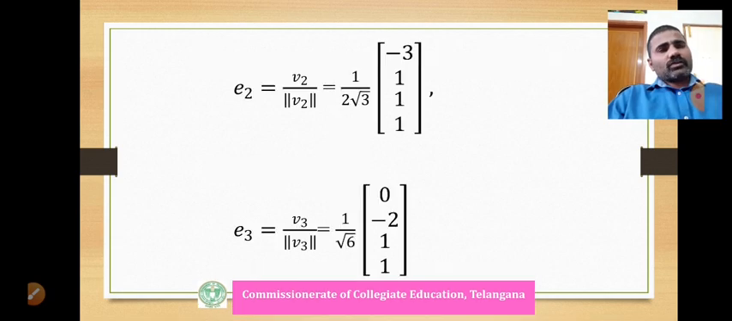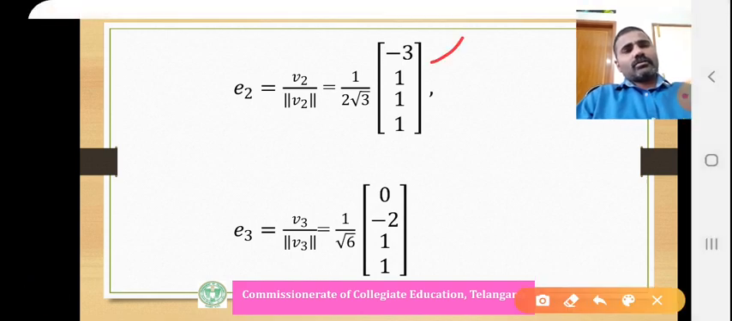And the second one, E2, is given by V2 by norm V2. The norm of this V2 is the square root of 12. The square root of 12 is, with 4 common outside, 2 root 3. So E2 is 1 by 2 root 3 times (minus 3, 1, 1, 1).